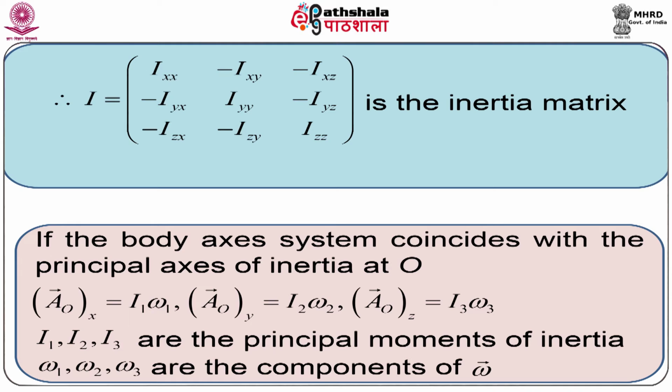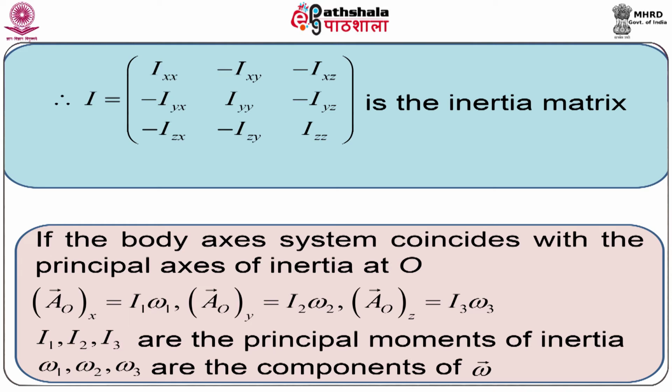If we put it in the matrix form, then we get this one. These are the components of angular momentum: x component of angular momentum. These are from y component of angular momentum. These come from z component of angular momentum.